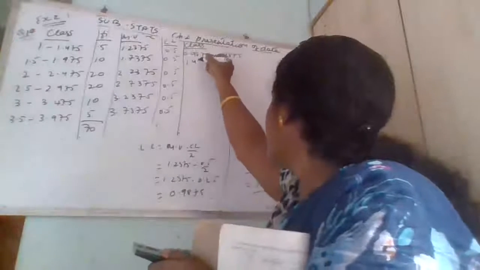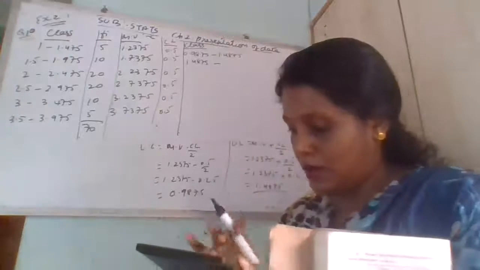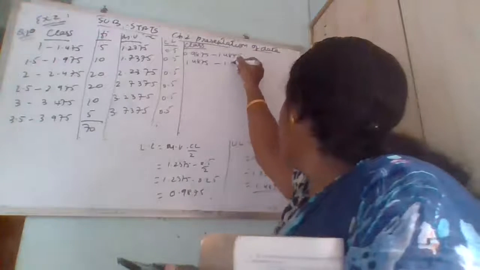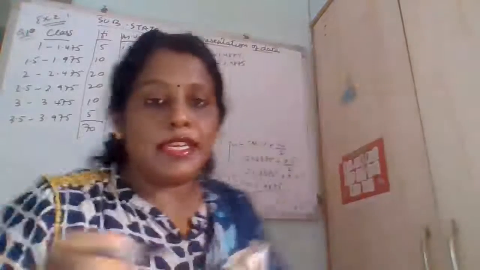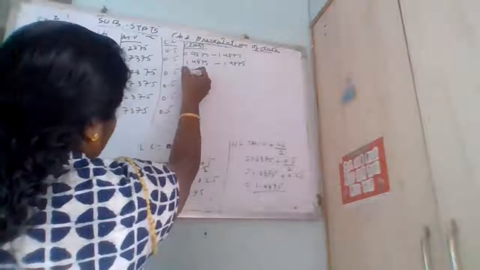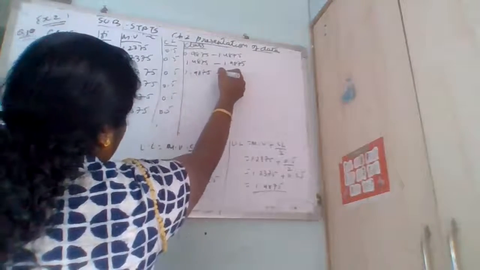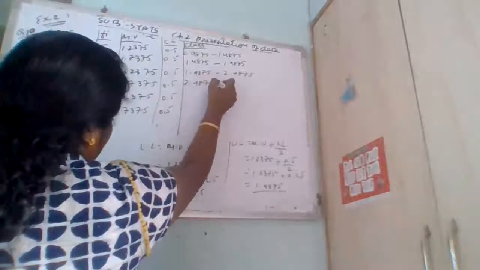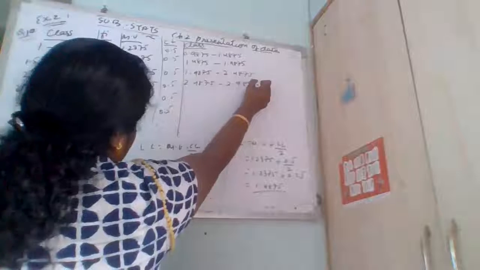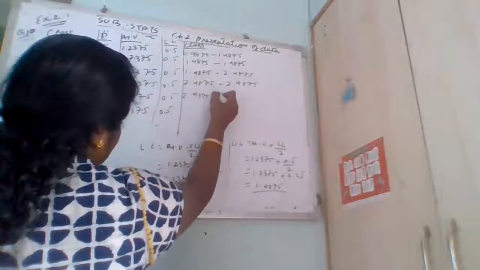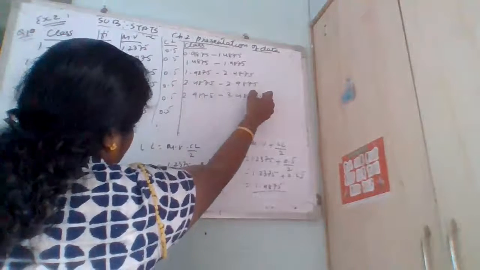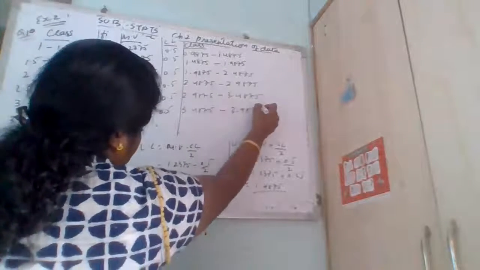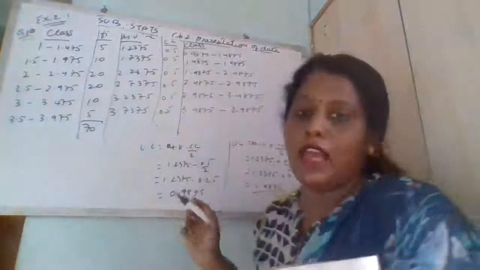फिर से 1.4875, इसमें सिर्फ हमको 0.5 ऐड करना है, तो 1.9875. So like this you will be getting your class. So 1.9875 to 2.4875, 2.4875 to 2.9875, 2.9875 to 3.4875.